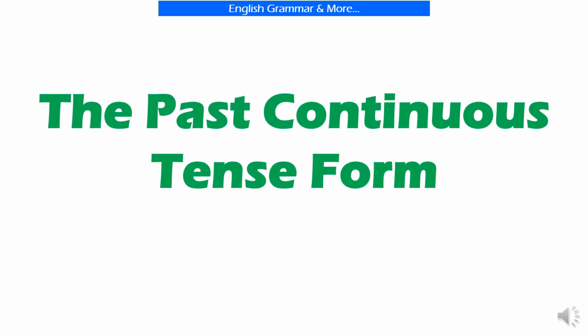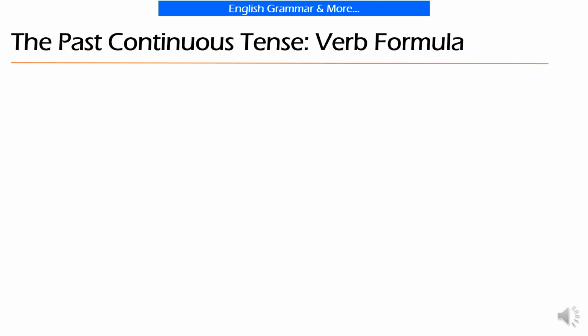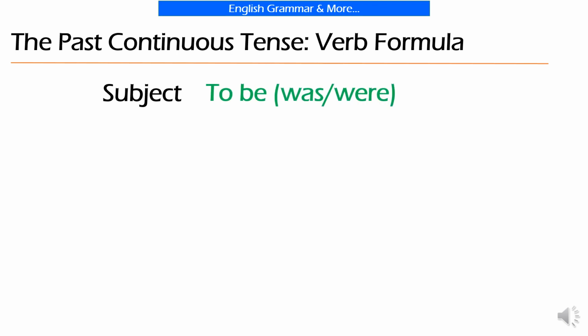Past continuous tense form. The first thing we need to know about the past continuous tense form is the verb formula. The verb formula used for this tense form is as follows. Right after the subject, we add to be in the past tense, which is was or were, depending on the subject, and after to be, we add a verb with the suffix ing. For example, I was watching TV.